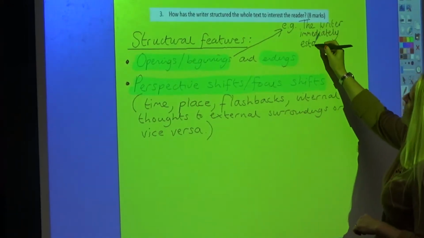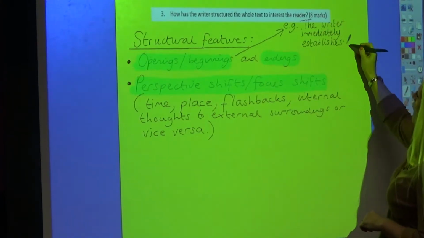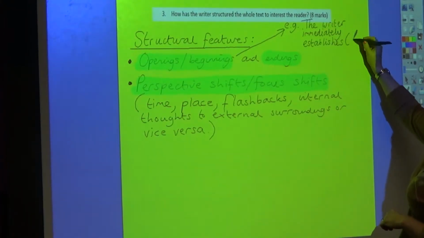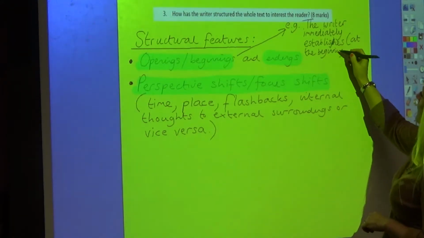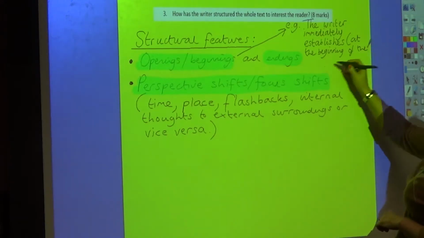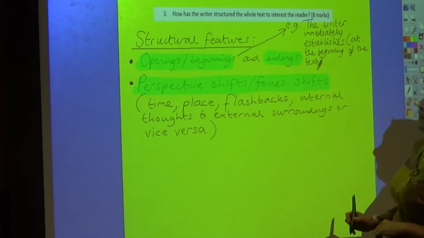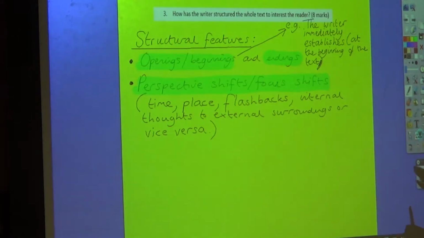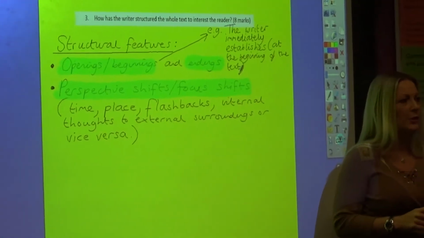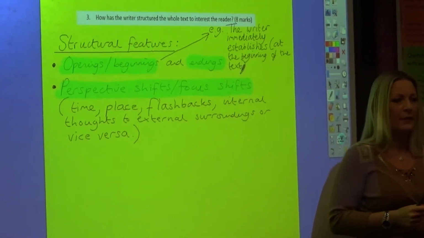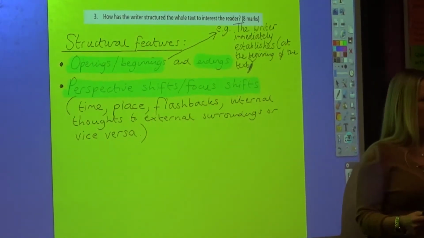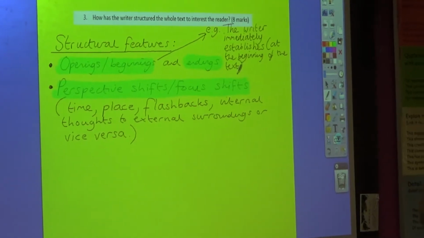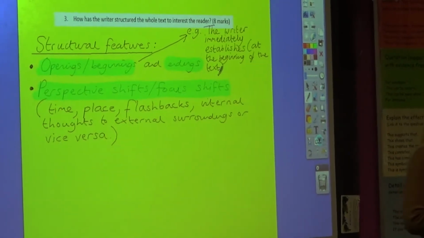So if you start your answer by telling me what the writer immediately establishes at the beginning of the text, you will get marks. Now, you can't just leave it at that. What types of things does a writer immediately establish at the beginning of a story, of a narrative? So I open a book, on the first page, Jordan said a couple of them. What type of things might be established for a reader? What do I need to know as the reader at the beginning of a text?